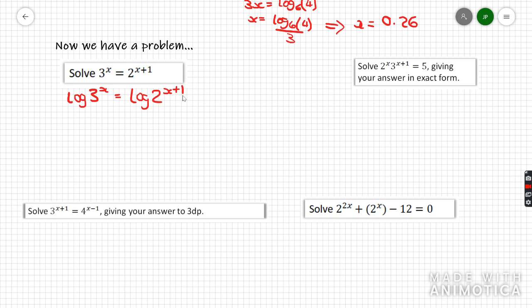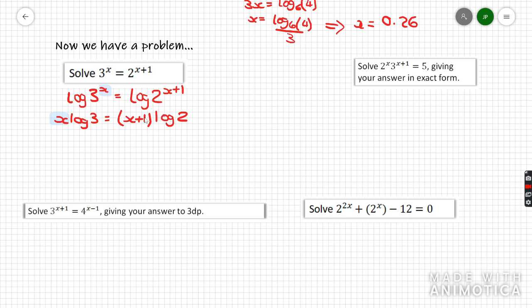Now the great thing is once we're in this, we know using our log laws I can take powers down and put them in front. So I can now manipulate these and I can go x log 3 equals x plus 1. I've just brought my powers down and it's gone in front instead. Okay, nice and simple. Same with this side, the x plus 1's come down in front.